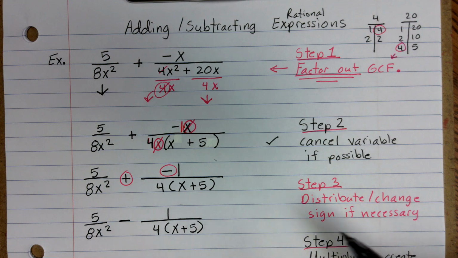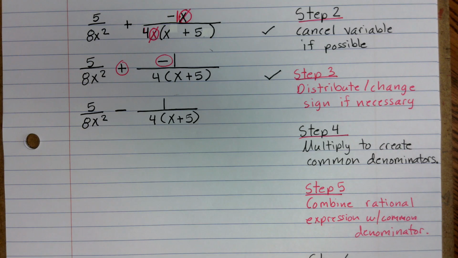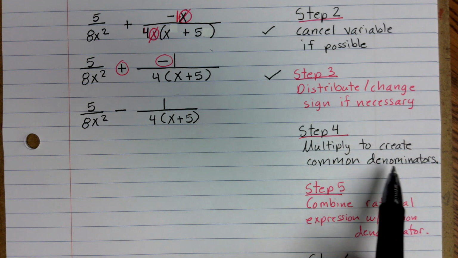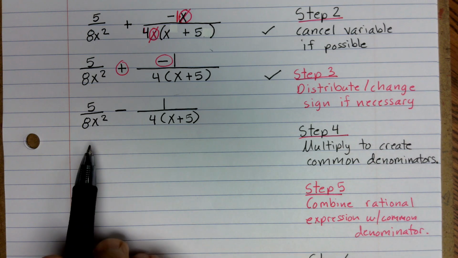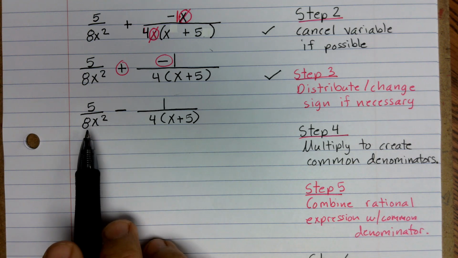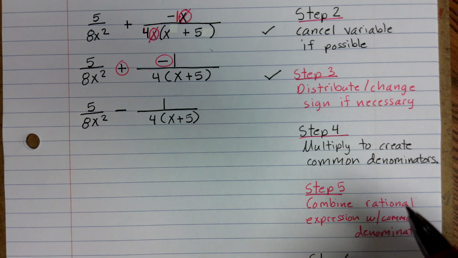So we had that sign change. We got that done. Let's put a check by it. And now we're going to complete step 4, which is we need to multiply to create common denominators. Because notice, we have these two rational expressions, but we can't subtract them because we don't have the same denominator. So you have to have a common denominator.